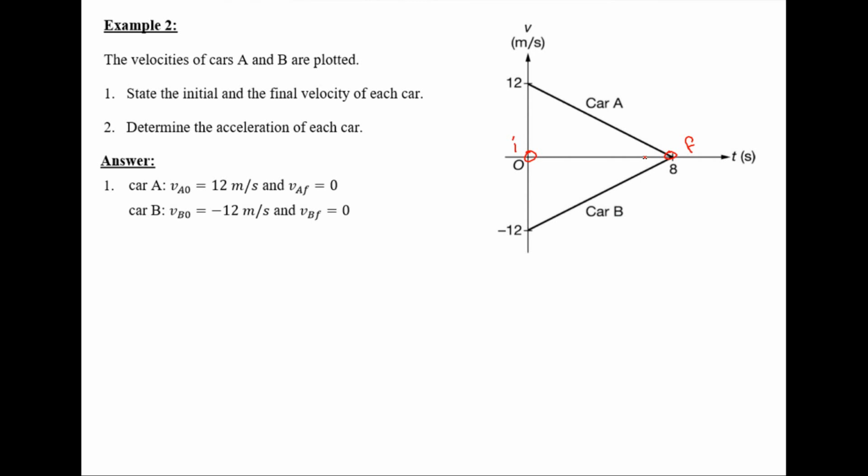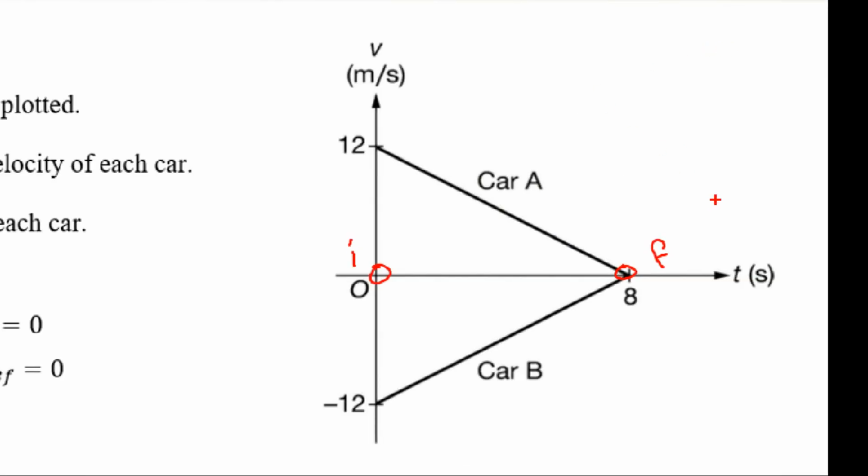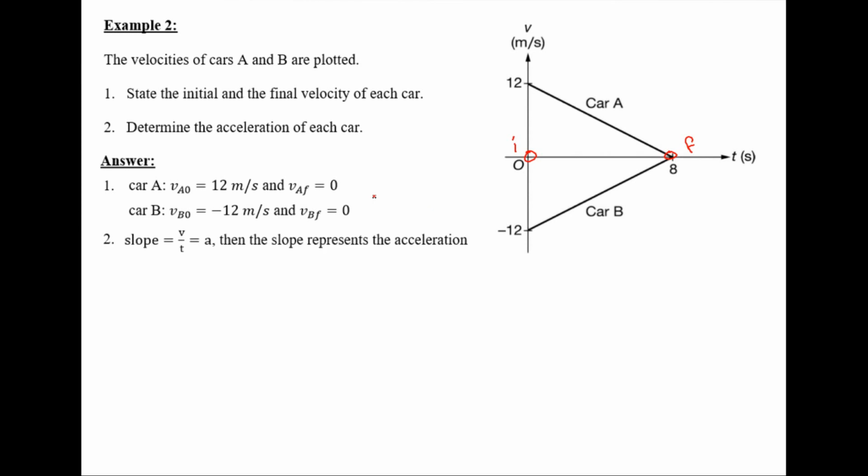Now we need to determine the acceleration of each car. This is a vt graph, so how can we determine the acceleration? Because it's a straight line, let's interpret the slope. In this case the slope would be given by v over t, which is basically the acceleration. So in other words, if we determine the slope, then we have determined the acceleration of each car. Let's start with car A.